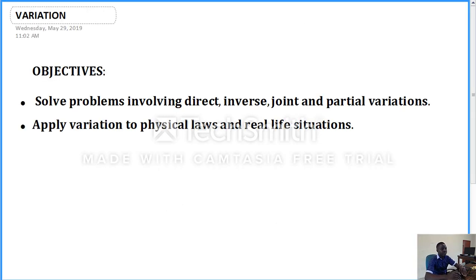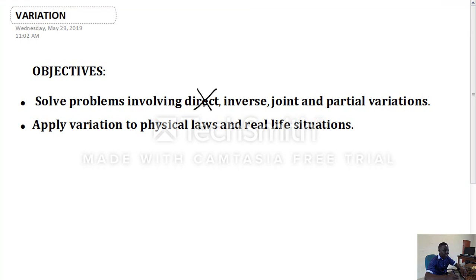And that brings us to the end of this class. In this class, we have been able to pick one of the objectives, which is on direct variation. In our next class, we are going to be looking at inverse variation and solve problems on inverse variation.